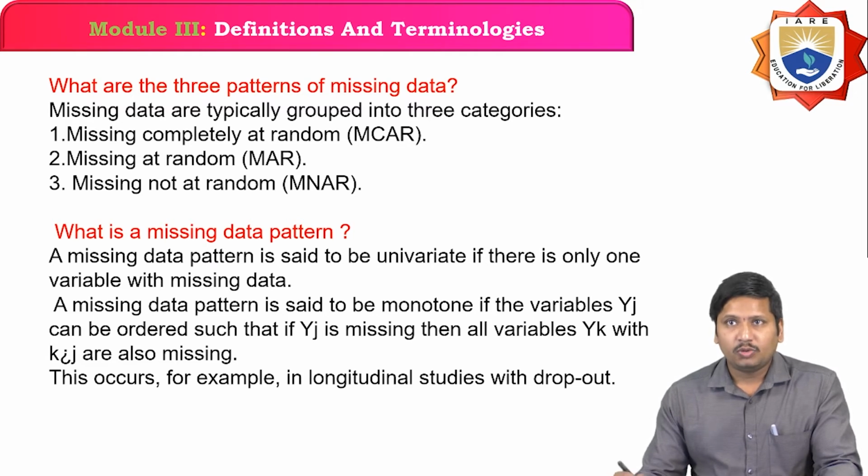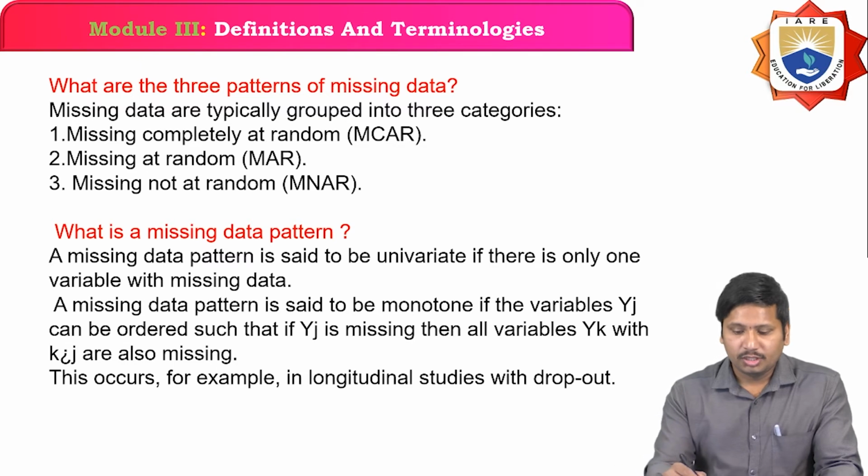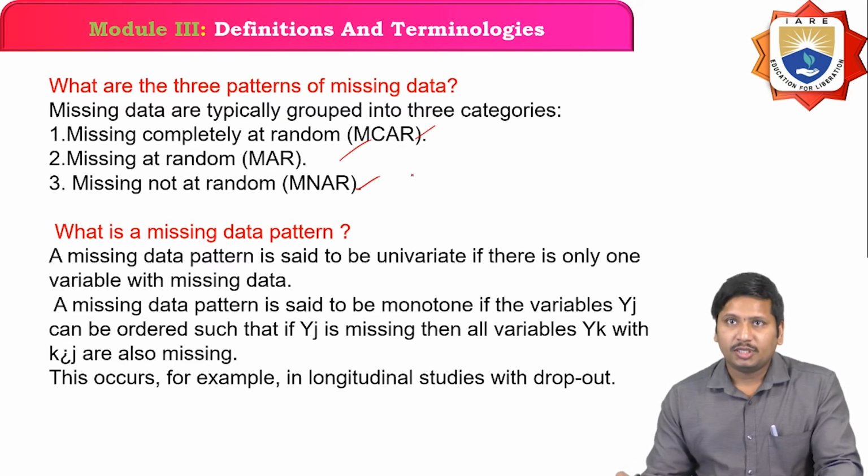The missing data is classified into three types, as I just said: missing completely at random, missing at random, and missing not at random. So these are the different types, or different patterns, of missing data.